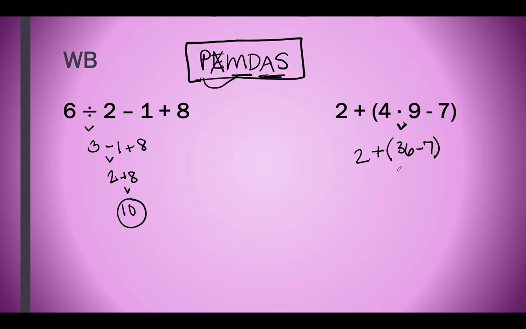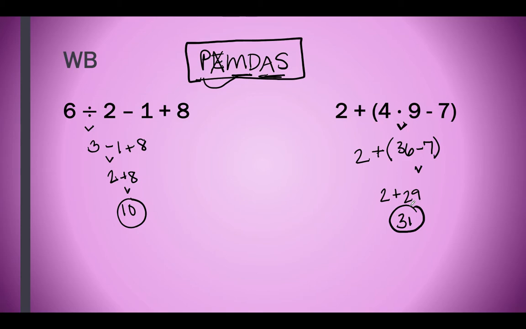We still are not done with our parentheses, so we're going to subtract 36 minus 7 first. So when we said addition and subtraction go in order from left to right, if there are parentheses, that comes first. So that takes precedence over doing addition before subtraction. So we do 2 plus, and that's 29, and then the answer is 31.